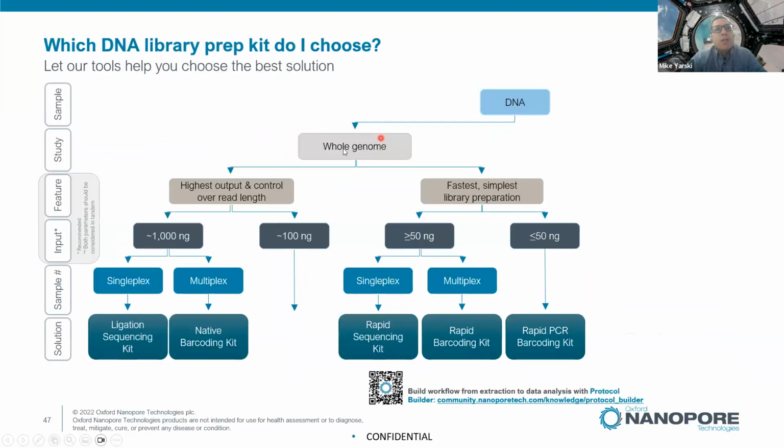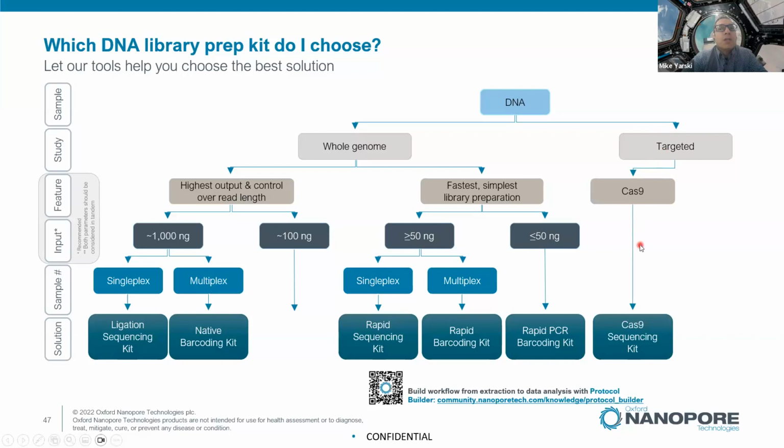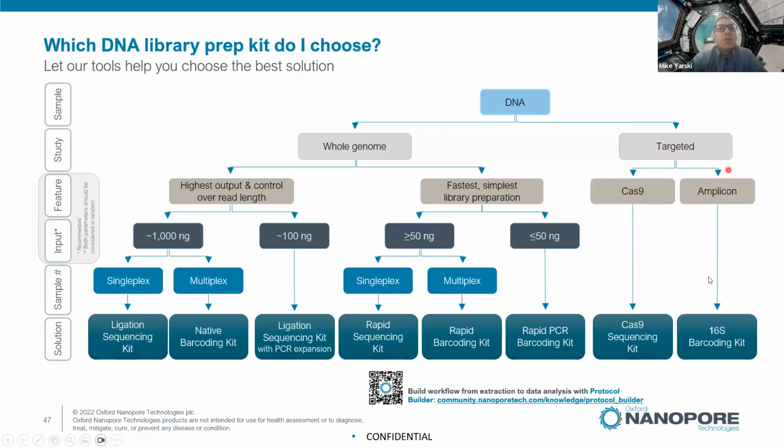To help you make a decision, we do have a decision tree, and I can get a copy of this decision tree and share it with Nikki and Annabelle to make sure that you guys have availability of this. But you can see for the highest outputs, you can look here for ligation. If you want to do targeted, you can do Cas9 sequencing, and you can also do amplicon based, or you can do adaptive sampling. If you have low inputs, you can do the ligation-based sequencing.